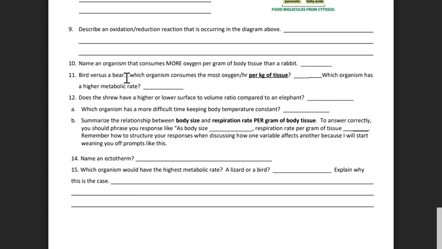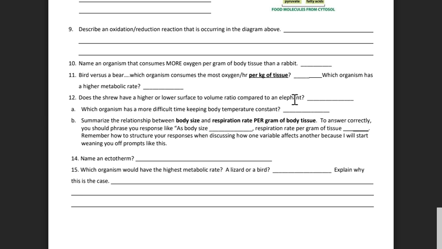Okay. Bird versus a bear. Which organism must consume the most oxygen per hour? You should be able to answer that question. It's going to be the small things. Which organism has a higher metabolism rate?